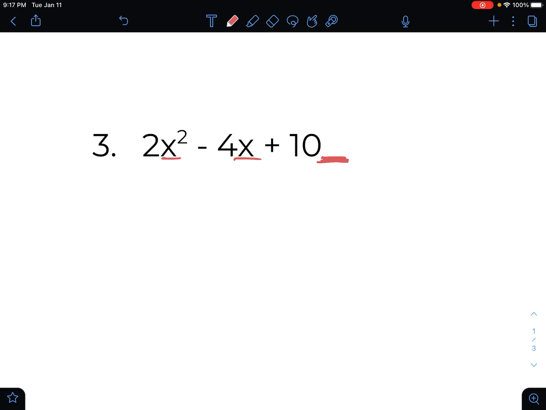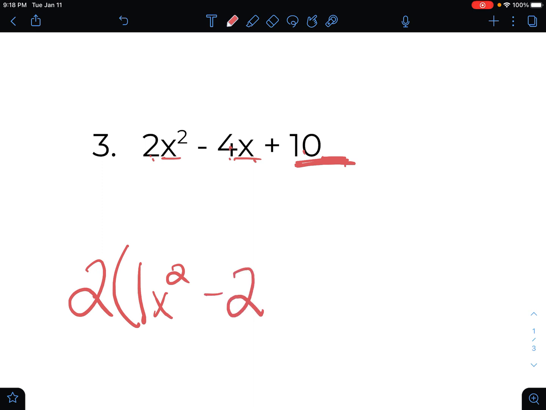So we think about the GCF of 2, 4, and 10, which is in fact 2. They don't have any x's in common because this 10 doesn't have an x in it. Therefore, we can't take out an x, so our GCF is just 2. So 2 divided by 2 gives me 1. I didn't touch the x's, so x squared. Negative 4 divided by 2 gives me negative 2. Didn't touch the x. And 10 divided by 2 gives me plus 5.